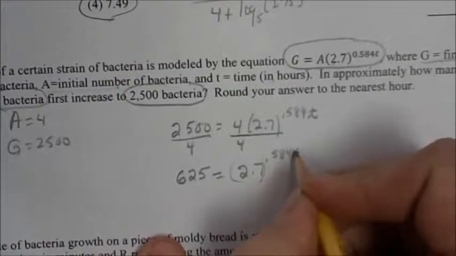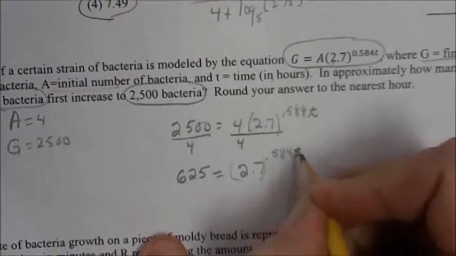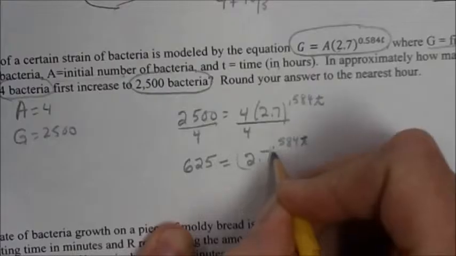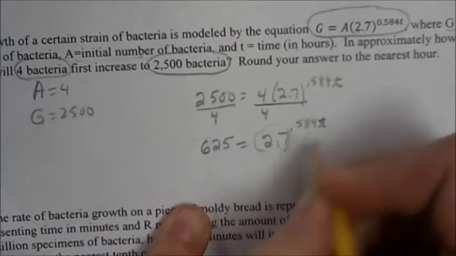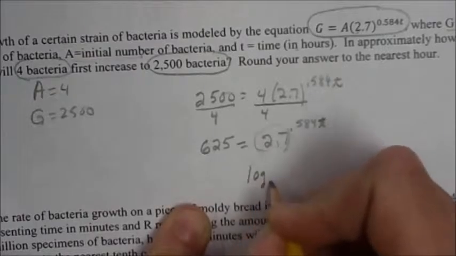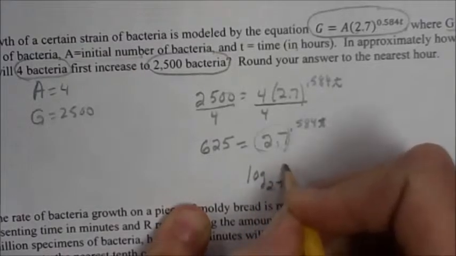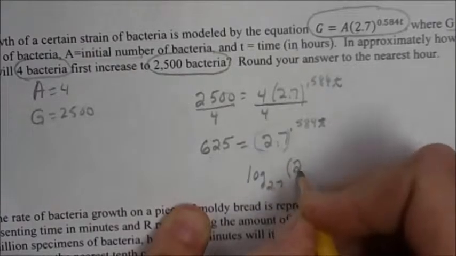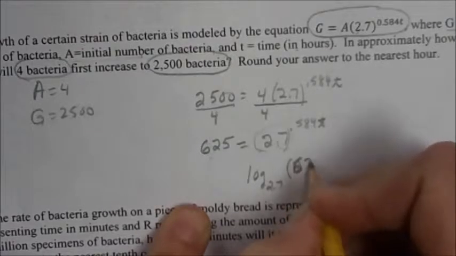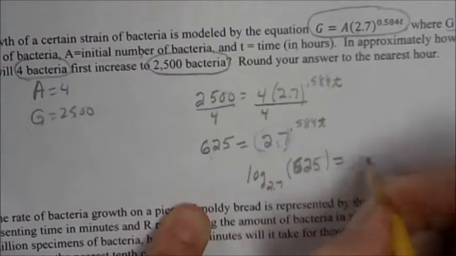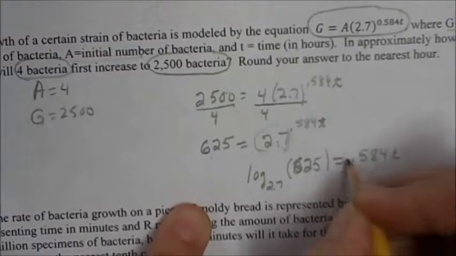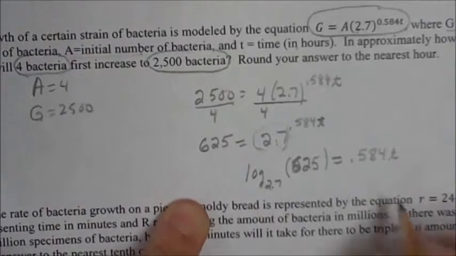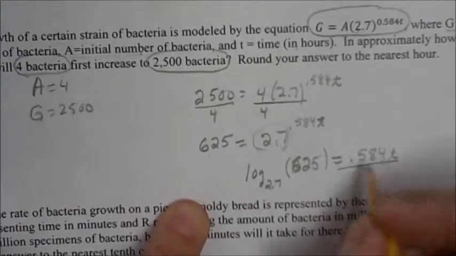This has an exponent that contains the variable, so it's going to be a log. The log's base is 2.7. It's the same as the base of the exponential. So log base 2.7 of 625 is equal to the 0.584 T. So to solve that for T, going to divide both sides by 0.584.